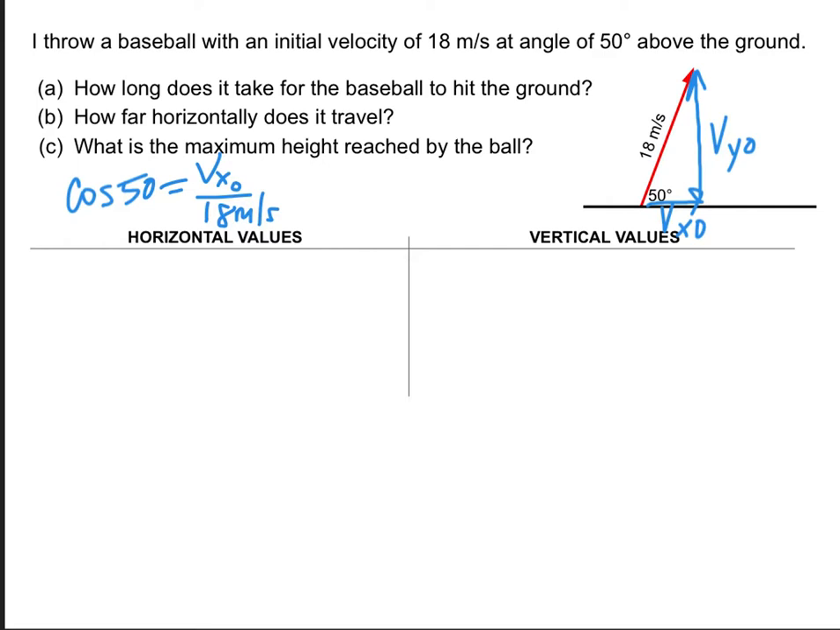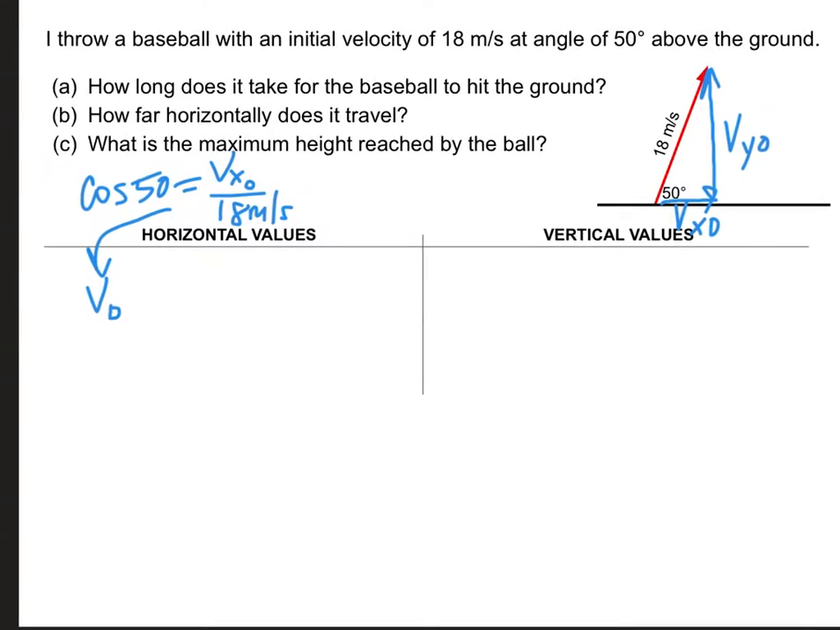And we would then end up multiplying both sides of the equation by 18, so 18 times the cosine of 50. That would give us our v sub o in the x direction, 11.57.